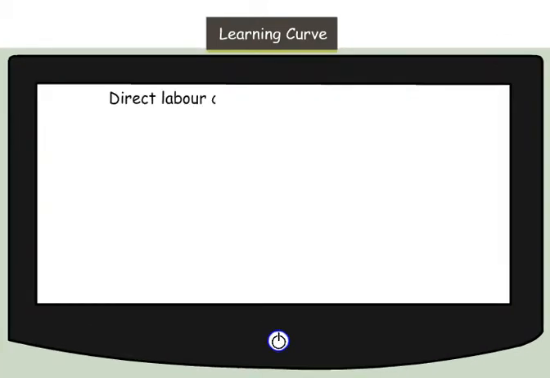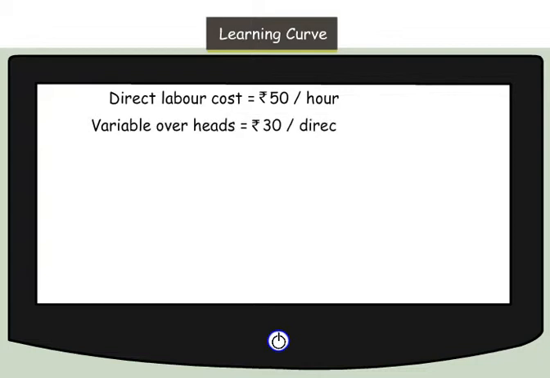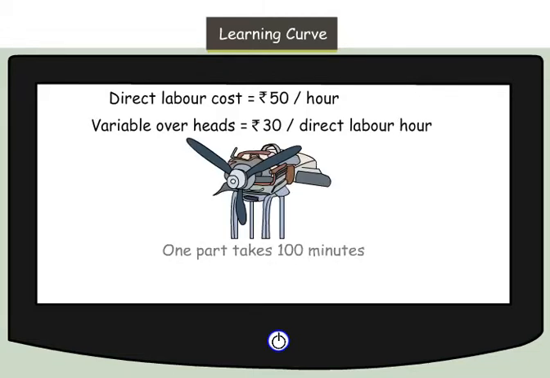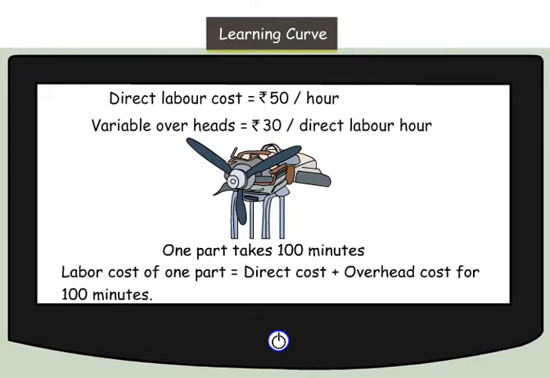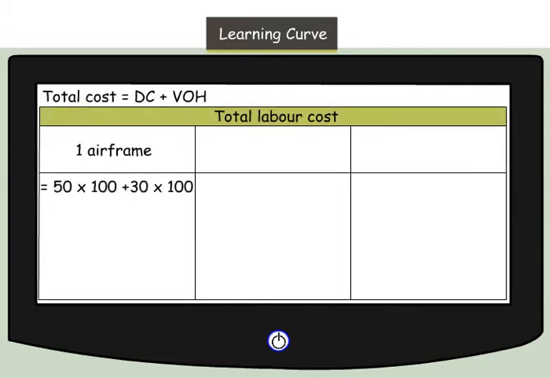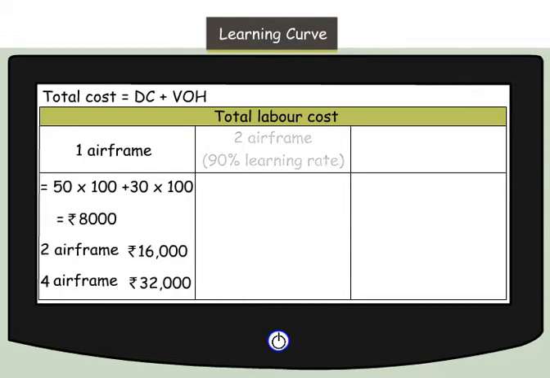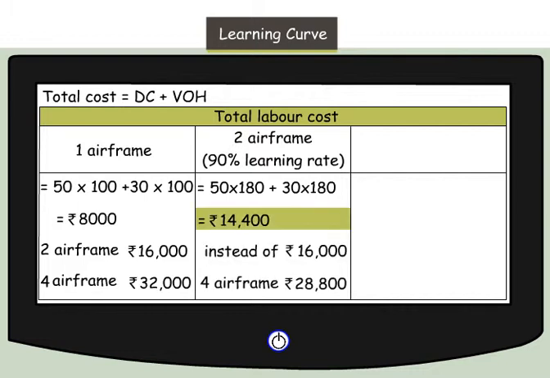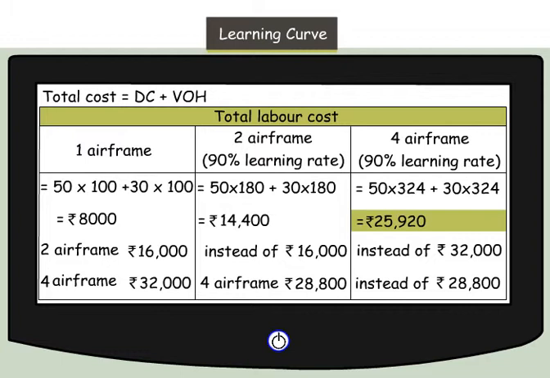For instance, Bill is paid Rs 50 per hour and variable overhead is Rs 30 per hour. One part takes 100 minutes to be manufactured, and so labor cost of manufacturing one part will be the sum of direct cost and overhead for 100 minutes. Rs 50 into 100 minutes plus Rs 30 into 100 minutes, which is equal to Rs 8,000. If the worker experiences 90% learning effect, then to manufacture two parts, Rs 50 into 180 plus Rs 30 into 180 equals Rs 14,400. Again, on doubling the orders to 4 parts, the labor cost will be 25,920. And also, the further labor costs can be estimated.